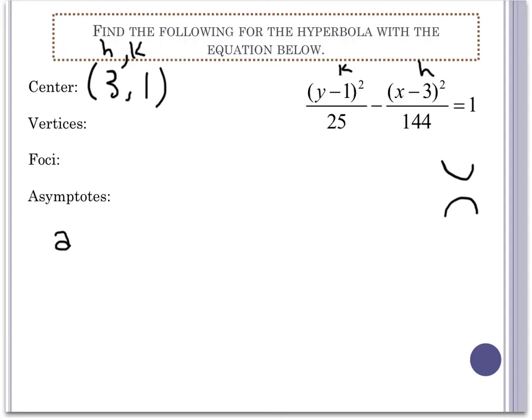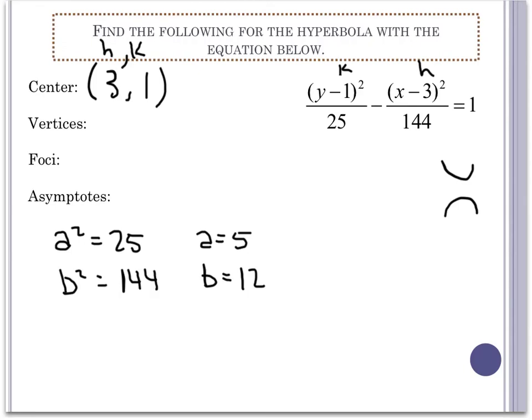Now my vertices are going to be determined by a squared, which remember for a hyperbola is always the first term here. Because I'm underneath the y term, we are a vertical hyperbola. A squared is going to be 25. B squared is going to be 144. So A is 5 and B is 12. So to find our vertices, since we're vertical, we're going to go up 5 from our center. So if we're at 3, 1, we want to go up 5, so we're going to be at 3, 6. And then we have to go down 5, so we're going to be at 3, negative 4. So our vertices are going to be a little bit different when we're shifted off of the origin. It all depends on your center.